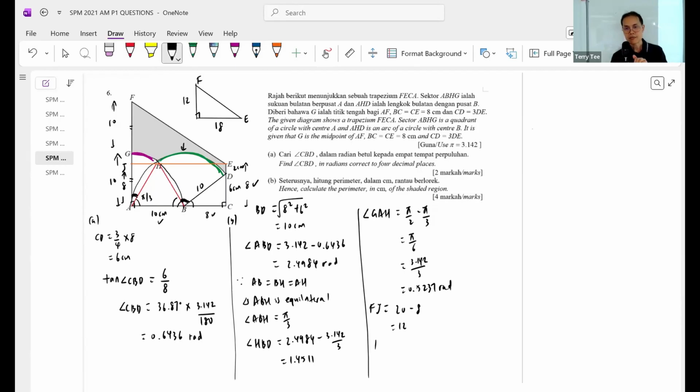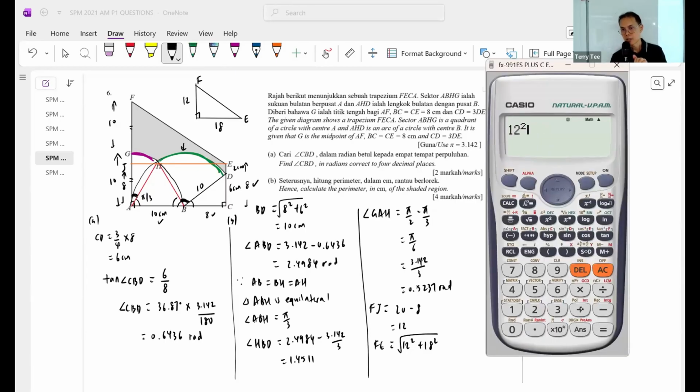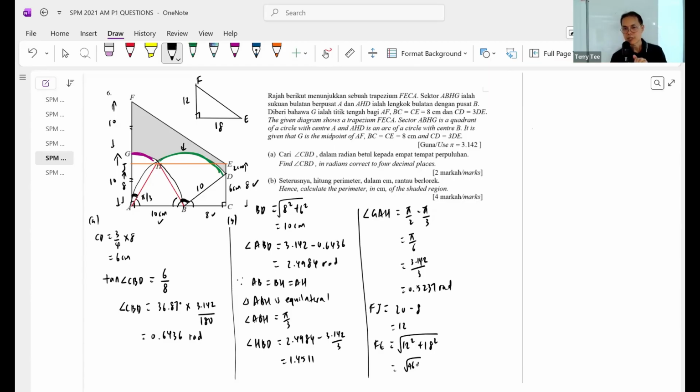So what is FE? FE is the square root of 12 squared plus 18 squared. So by Pythagoras' law, 12 squared plus 18 squared, square root. You can write the square root of 468. Okay, now we are almost done. We know this is 10. We know this is root 468. We know there's a 2 here. We add together.